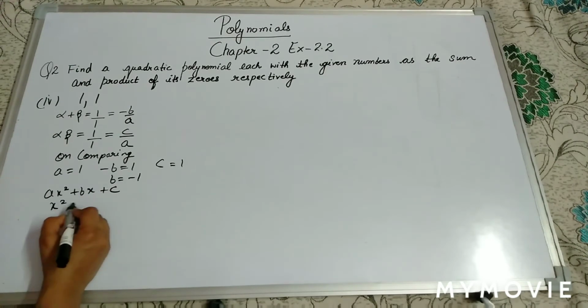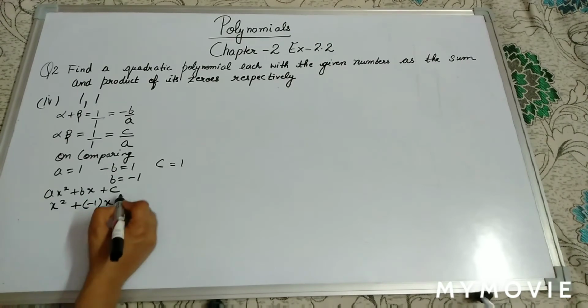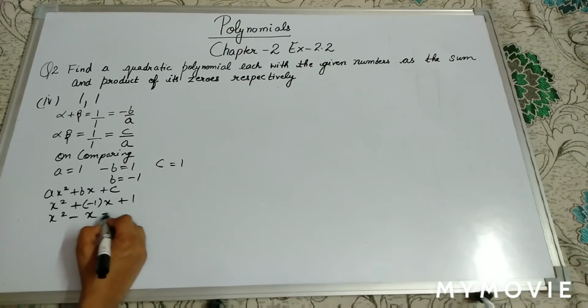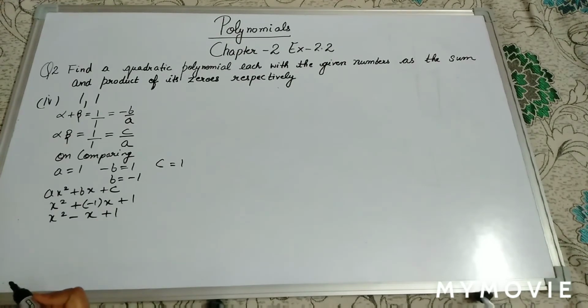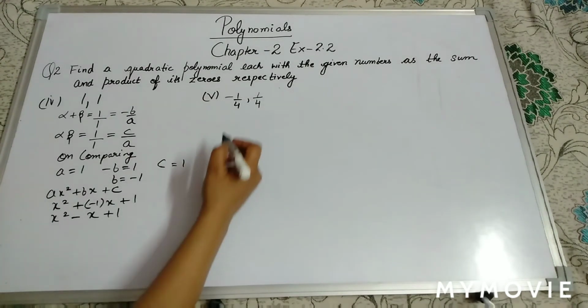So put the values in ax² plus bx plus c. What you will get: x² plus, the value of b is minus, so -1 into x, plus 1. So x² minus x plus 1 is the final answer. So now next, move on to the fifth part, and the fifth part is -1/4, 1/4. Similarly, you can do this question.